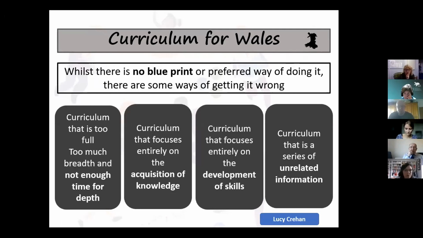So those 4 blocks on there, which are taken from some of the work by Lucy Crehan, describe a curriculum that's too full. As the ladies mentioned before, we need to have the appropriate amount of breadth and depth. We need to make sure we've got enough time to do less things well. We don't want a curriculum that focuses entirely on the acquisition of knowledge, but we've got to have knowledge. We don't want a curriculum that focuses entirely on skill development or a curriculum that's lots of unrelated information. We want that connection.